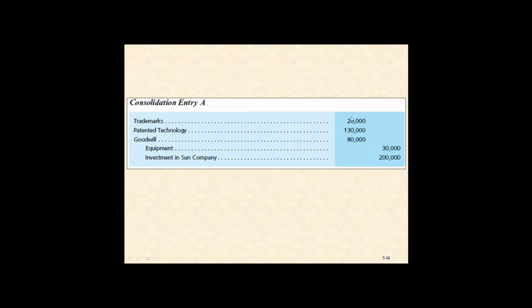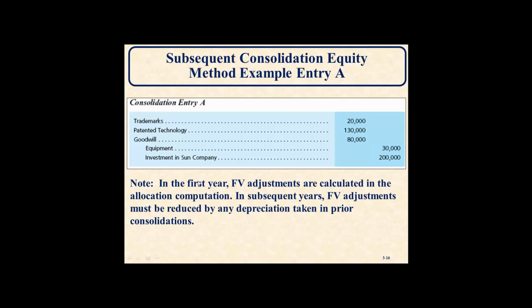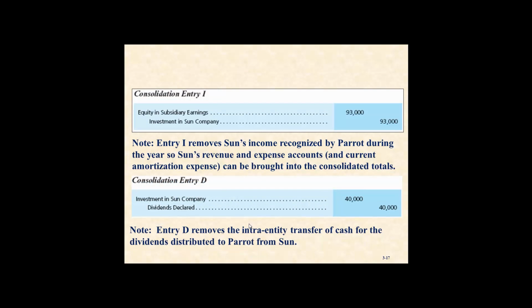Now A, adjust to fair value. So you're increasing the trademarks, patented technology, and goodwill, and decreasing equipment and the investment account. Consolidation entry I, equity earnings and subsidiary. This is the net, the 100,000 minus the $7,000 in amortization. So we're removing the income recognized and the amortization.